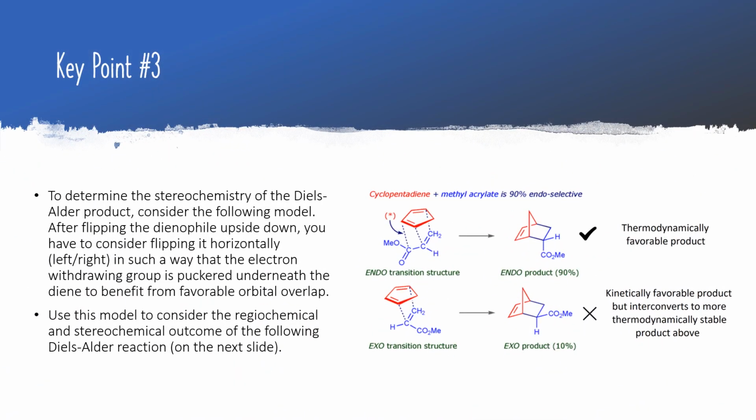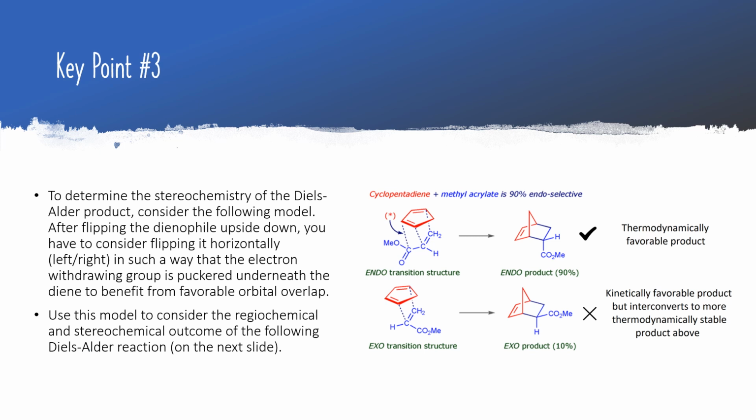To our next key point, number 3. To determine the stereochemistry of the Diels-Alder product, consider the following model on the right. After flipping the dienophile upside down, you have to consider flipping it horizontally, so left or right, in such a way that the electron withdrawing group is puckered underneath the diene to benefit from favorable orbital overlap. So use this model to consider the regiochemical and stereochemical outcome of the following Diels-Alder reaction on the next slide.